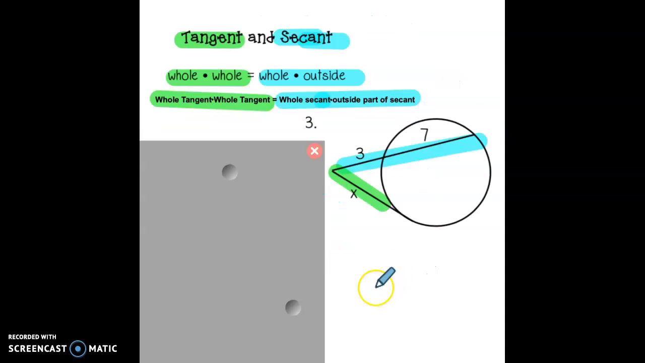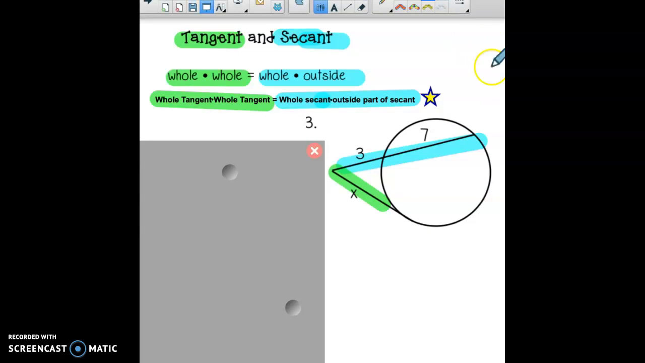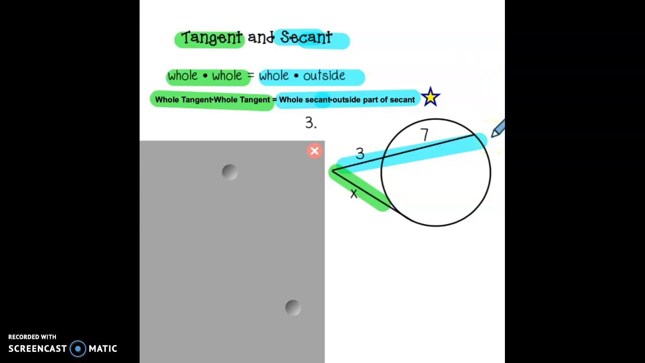Alright, so again, this is the same picture and the same formula with the star by it here is the one we're going to use. So whole tangent times whole tangent equals whole secant times the outside part of the secant. So what I want you to do right now, the video is going to pause and a question is going to pop up. I want you to pick what you think the first line of this equation should look like. If we have whole tangent times whole tangent equals whole secant times the outside part of the secant, I want you to pick what you think that first line will look like.